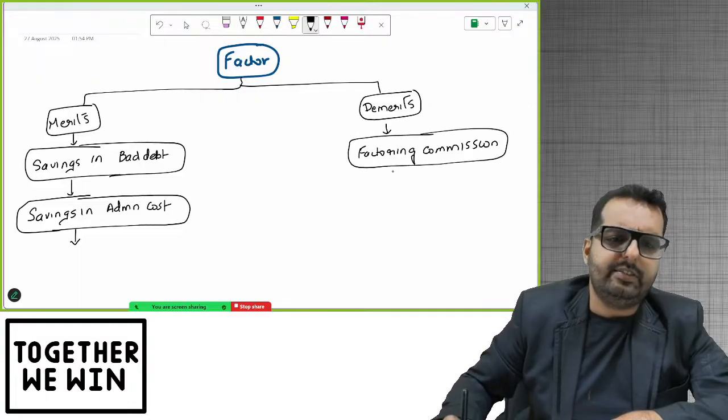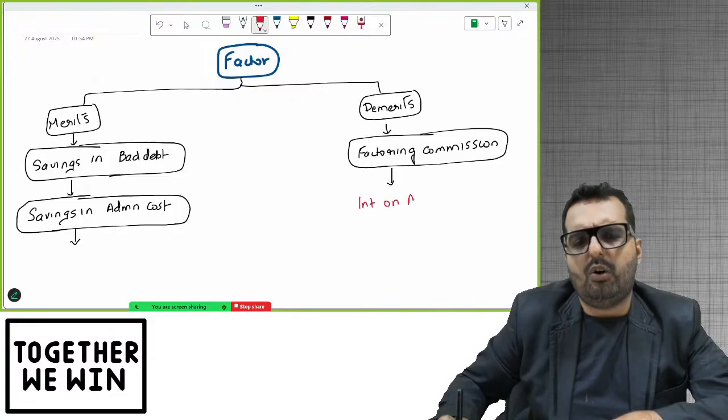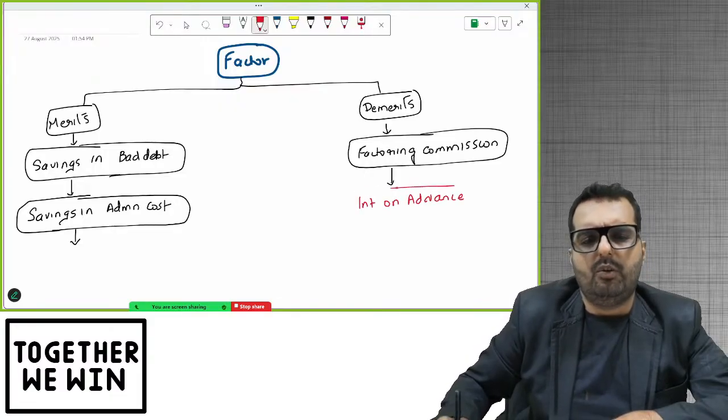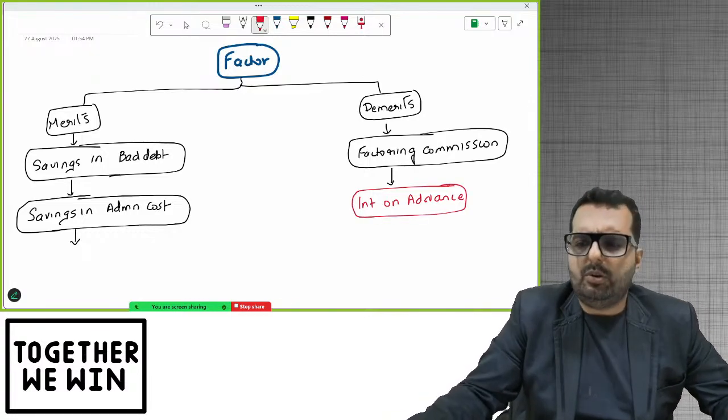Everybody clear with this part? Second important part that comes over here is something called interest on advance. What is this? I will teach you in the next page. Alright. Can you write down this in your books now?